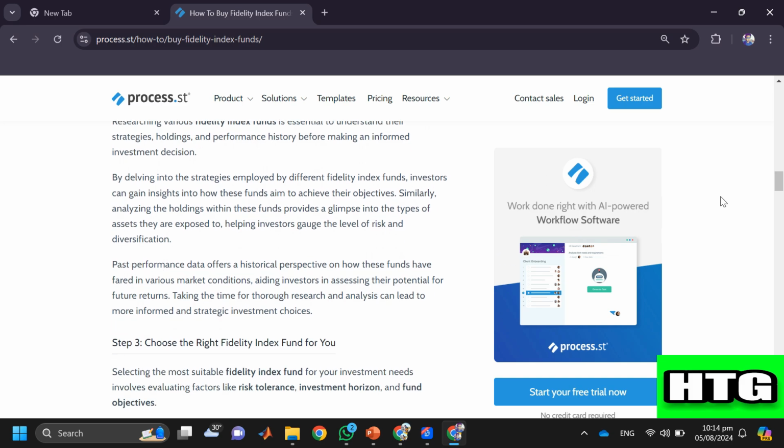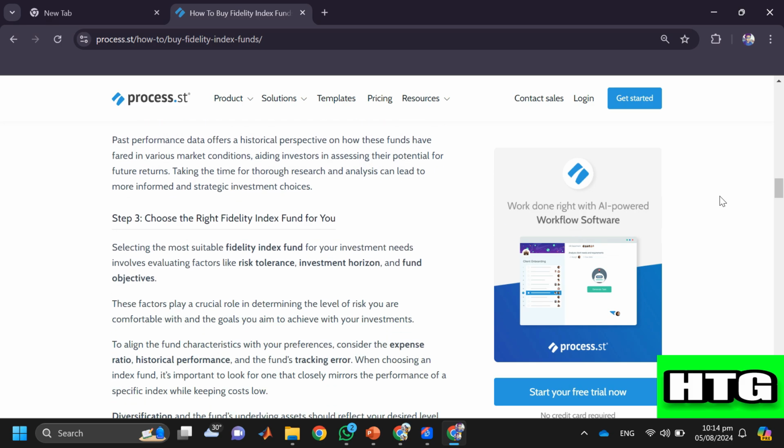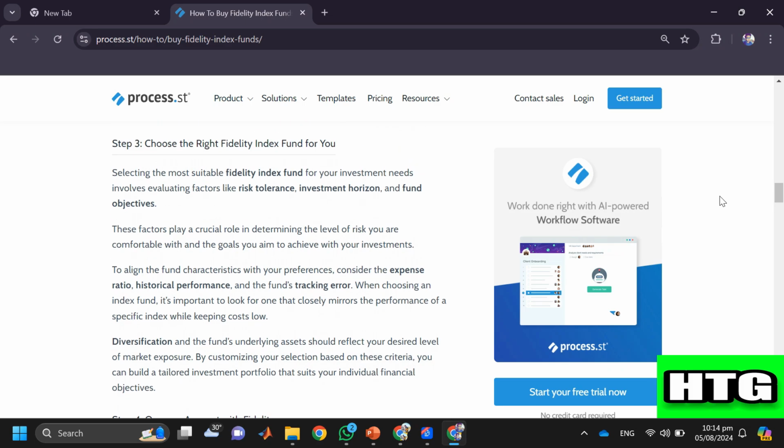Step 3, choose the right Fidelity index fund for you. Selecting the most suitable Fidelity index fund for your investment needs involves evaluating factors like risk tolerance, investment horizon, and fund objectives. These factors play a crucial role in determining the level of risk you are comfortable with and the goals you aim to achieve with your investments.